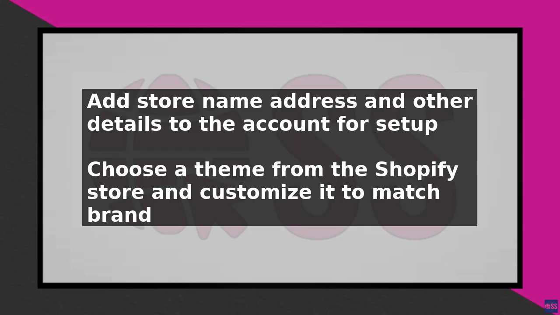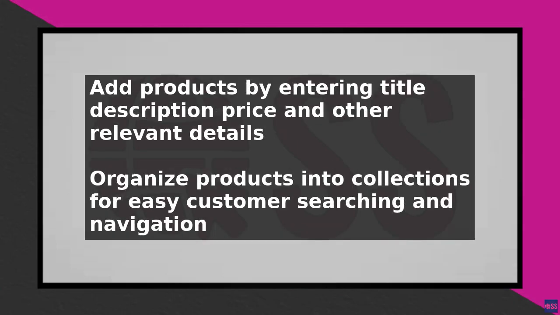After setting up your store, add products by going to the Products section and clicking on Add Product. Enter the product title, description, price, and other relevant details. You can also add images and variants to your products. Organize your products into collections to make it easy for customers to find what they are looking for.